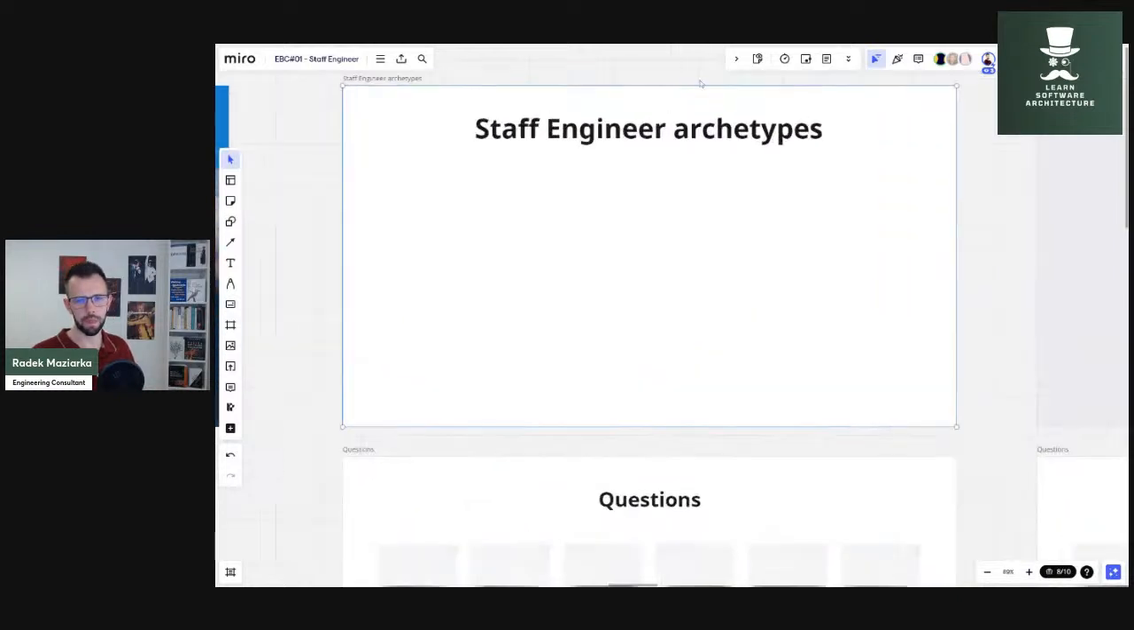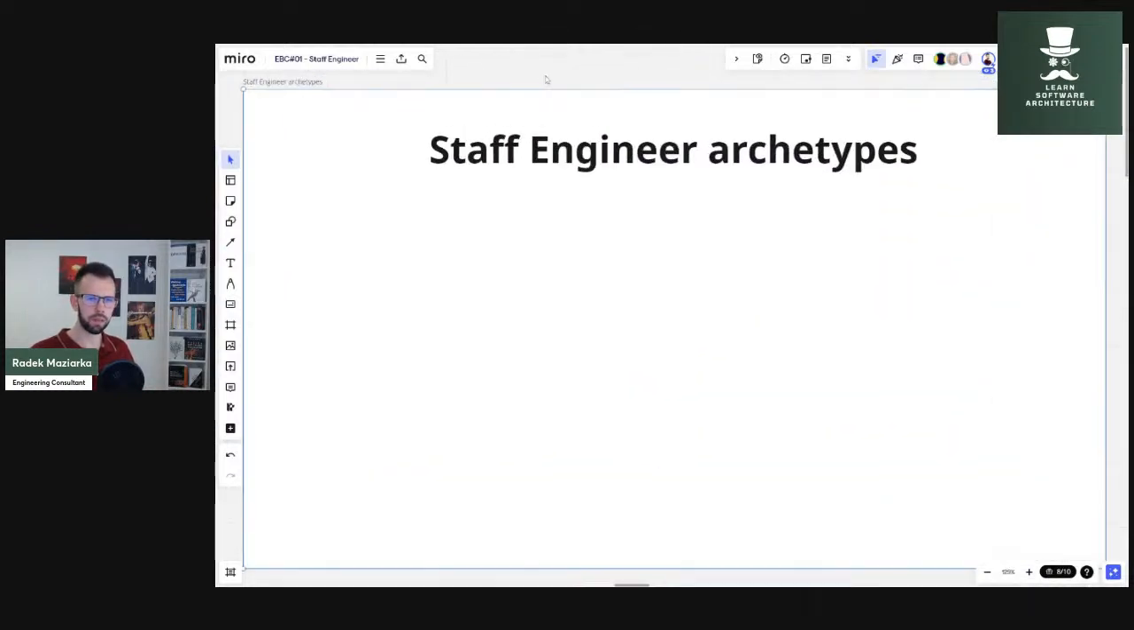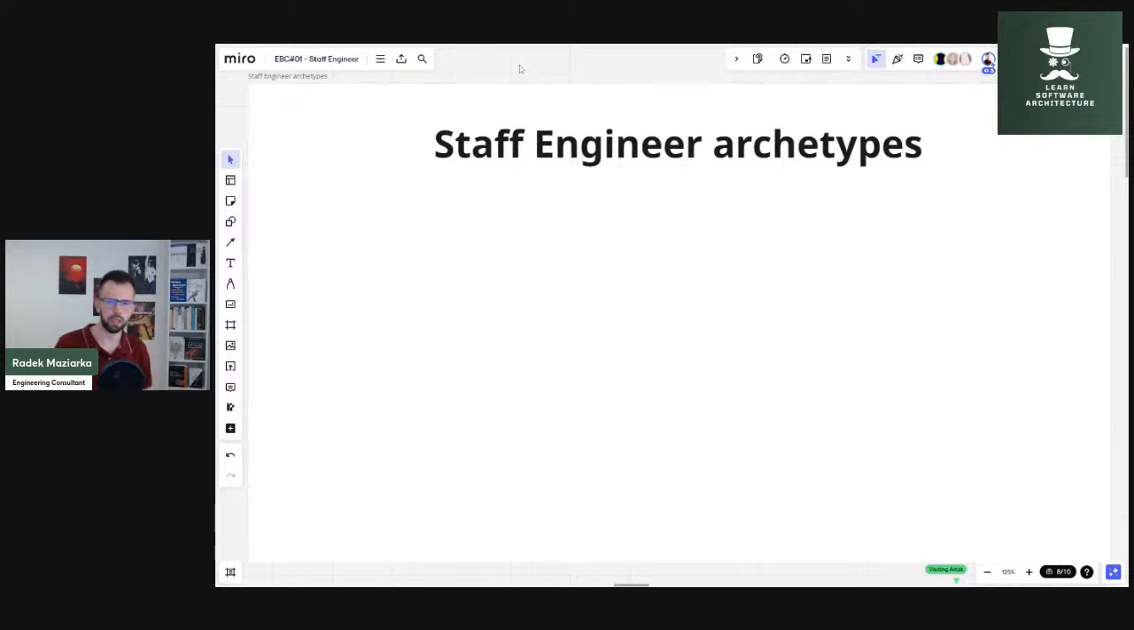So my first and probably most important insight for all folks who read the book is connected to different archetypes. Will Larson in his book describes 4 archetypes of staff engineer that you can find in companies.